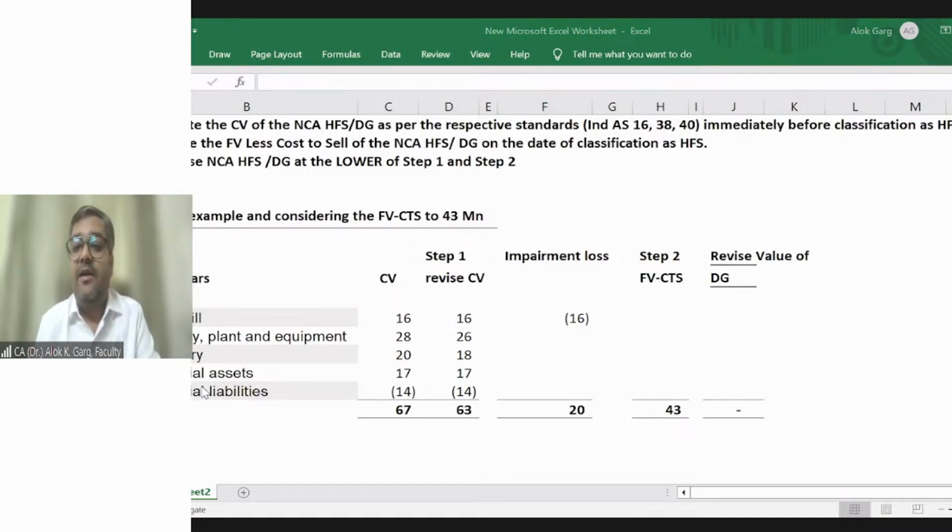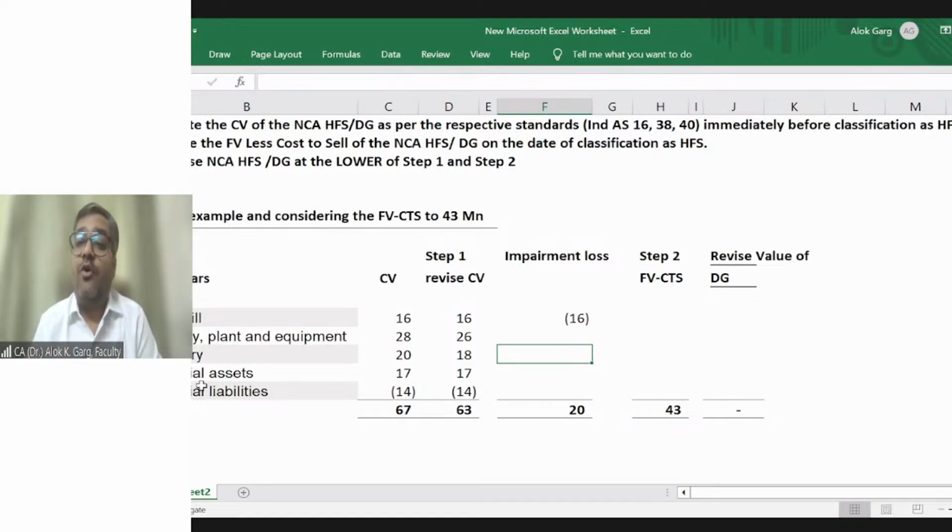Yukta is saying, please allocate in the ratio of 26 to 18 to 17. Yukta, you have forgotten the concept of allocation of impairment loss. You remember what I have explained in the impairment loss standard? I have explained that you cannot allocate your impairment loss on those assets in the cash generating unit which are already sitting at fair value, right?